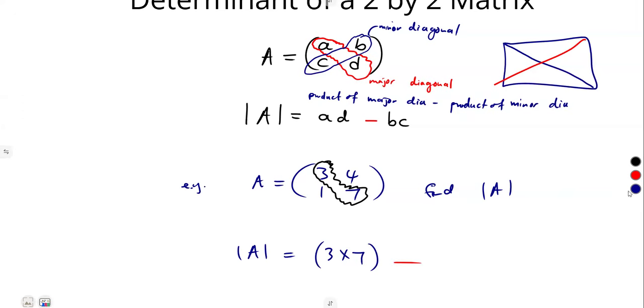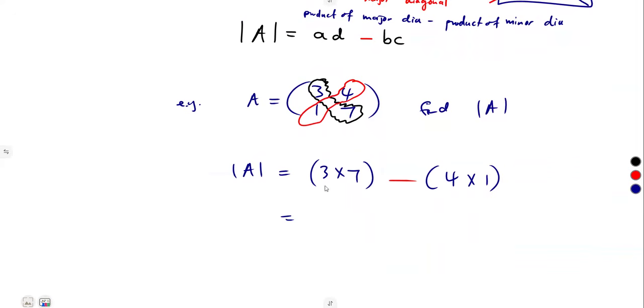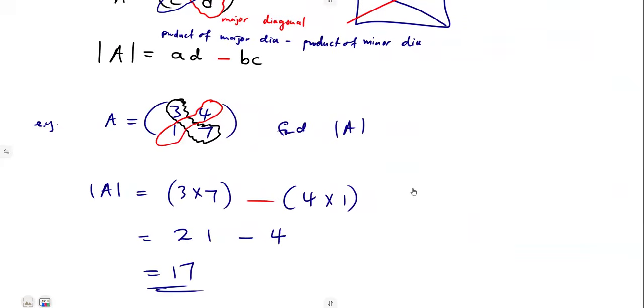You subtract what is in the minor diagonal. The minor diagonal is the 4 and the 1. That is your minor diagonal. 4 times 1, our bc. So simply multiply and evaluate. 3 times 7, that is 21, minus 4 times 1, which is 4. Then we subtract 21 minus 4, that is 17. So our determinant is 17.